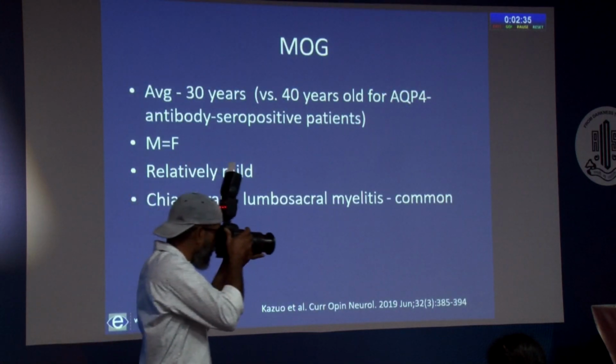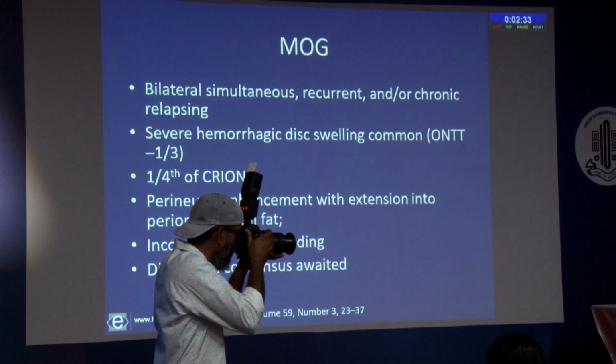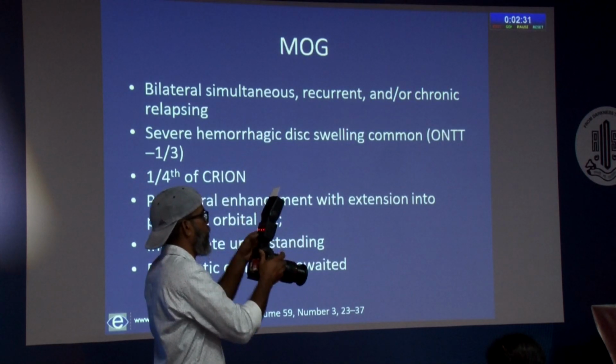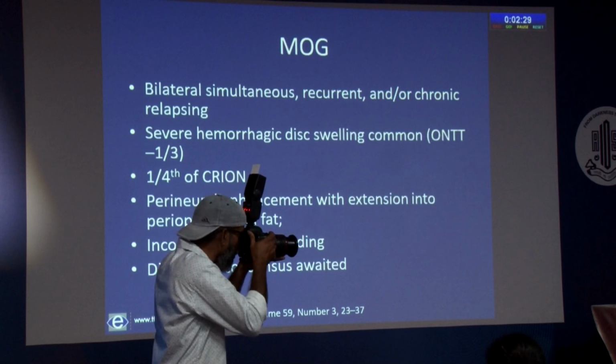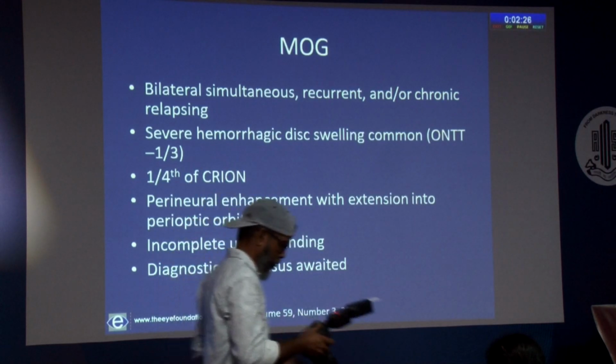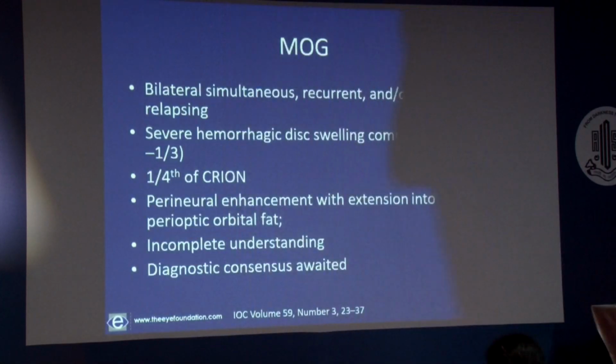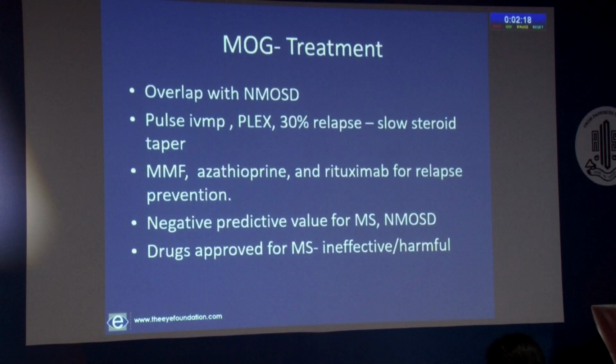So these are the clinical features. Male to female is equal, it can be bilateral and simultaneous, and hemorrhagic disc swelling can happen. A quarter of chronic relapsing inflammatory optic neuritis is accounted for by MOG. We do not have a complete understanding. We do not as such have a MOG seronegative MOGAD.